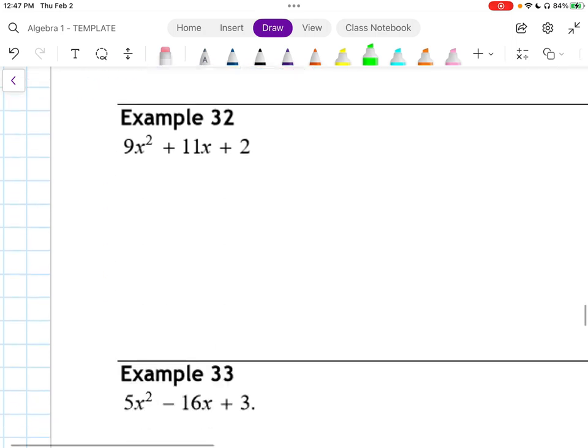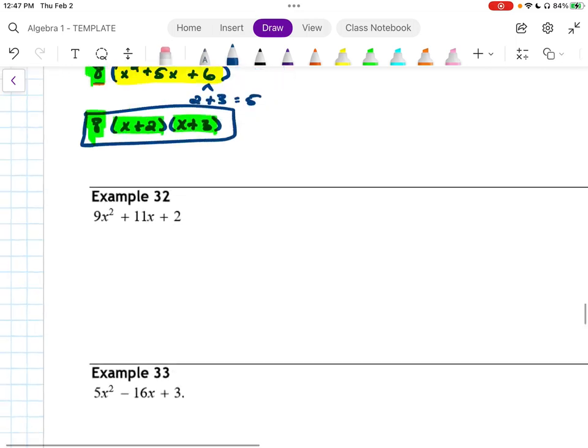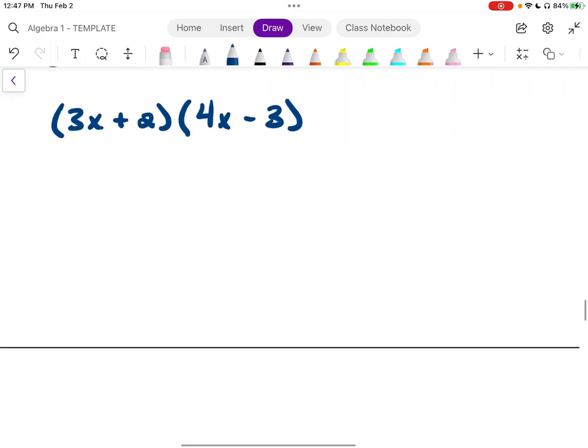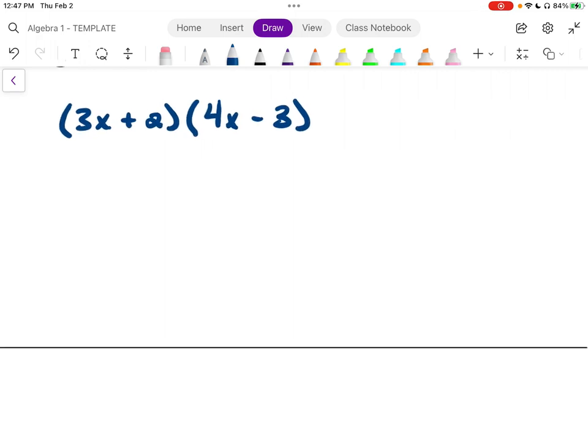Now, later on, thinking about example 32, there's no way to pull a number out of here. You can't pull something out of all 3 of these pieces. There isn't a common factor. So we're going to have to do it a little bit differently. I've got this example problem here, and I want us to work through it, and then maybe we can see a pattern. So right here, I take my 3x plus 2 times 4x minus 3.